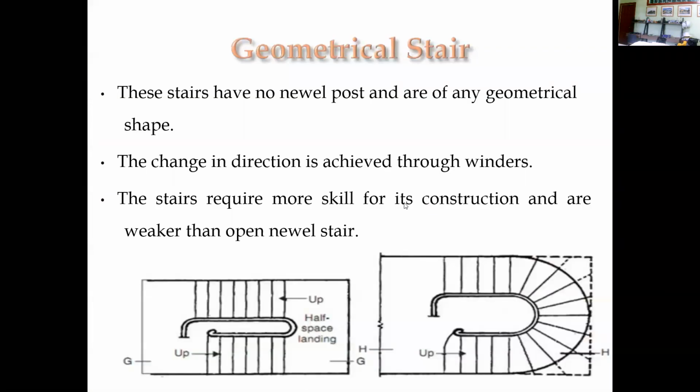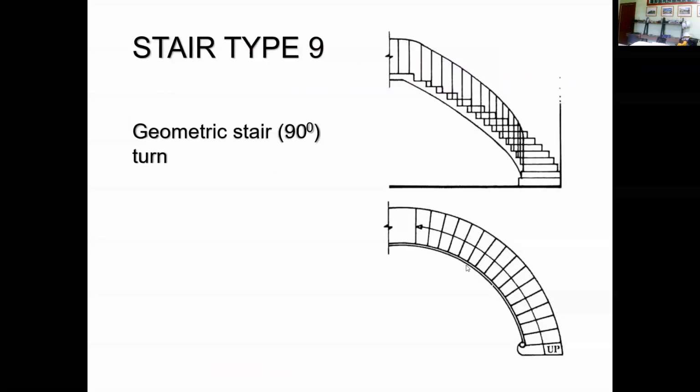So we have now the geometrical stair. These stairs have no newel post and are of any geometrical shape. The change of their direction is achieved through winders. The stairs require more skill for their construction and are weaker than open well newel stair. As you can see in the drawing, the designer created a geometrical stair. He created winders in the landing, and the winders created more steps going up to the upper floors. So this is another geometrical stair with 90-degree turn.